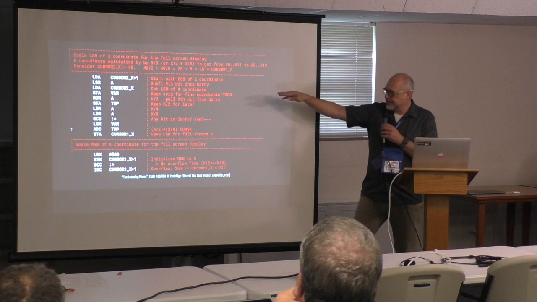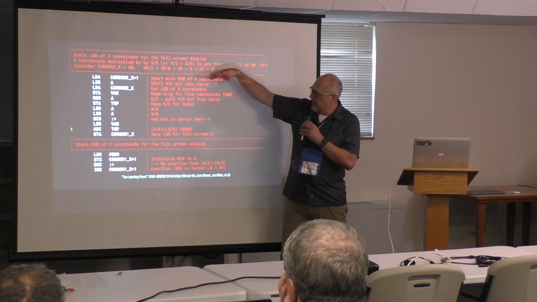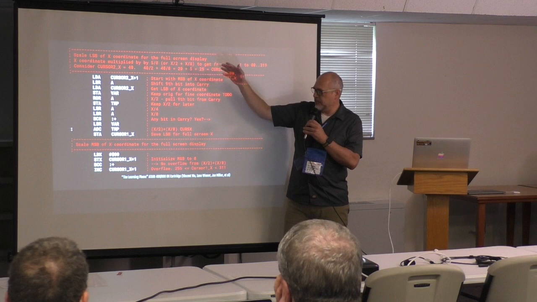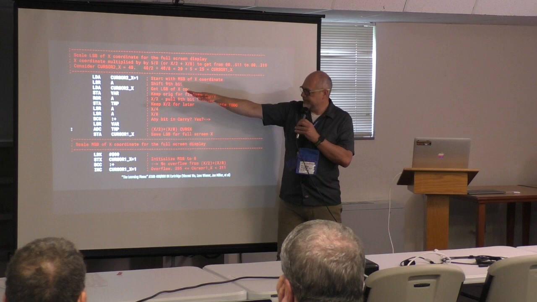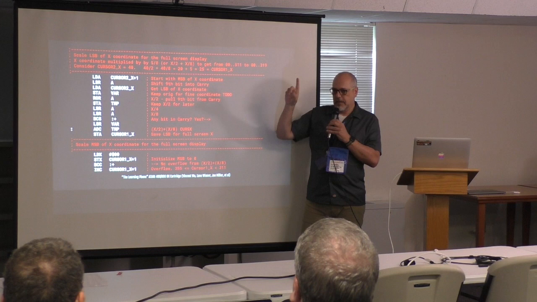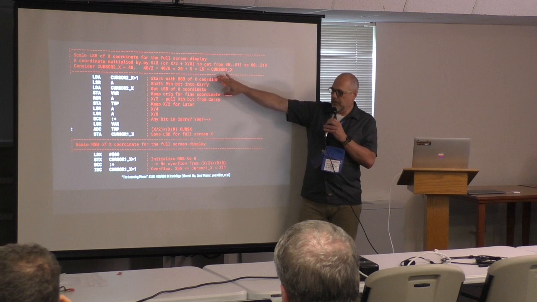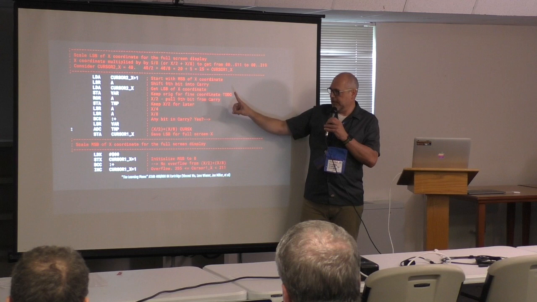And at the very top, it has the most significant byte from the Play-Doh X coordinate, which would be 0 through 511. It loads it into the A, shifts it to the right, and because of that property of it dropping into the carry, since 511 is 9 bits, the most significant byte will only be at a maximum of 1, so that will shift into the carry, and that'll become important later on.